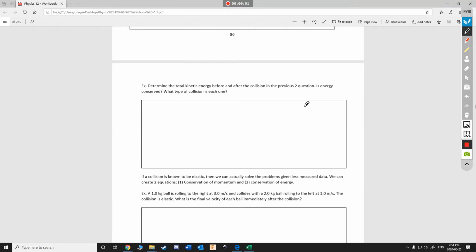Okay, almost done with this lesson. Hopefully you found this pretty straightforward so far. Again, this is another kinetic energy one. This is determine the total kinetic energy before and after collision. So let's look at before first.